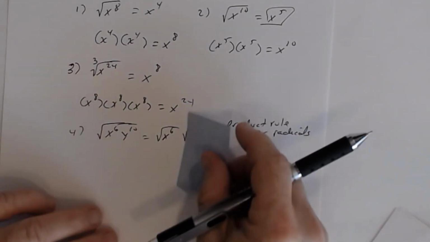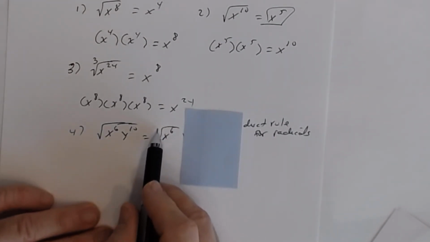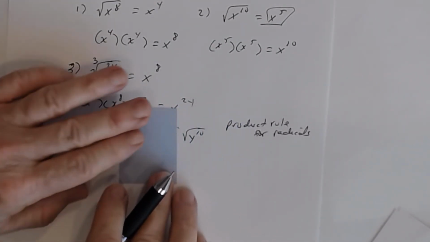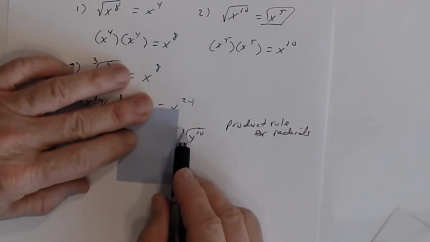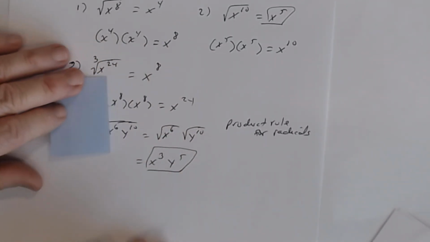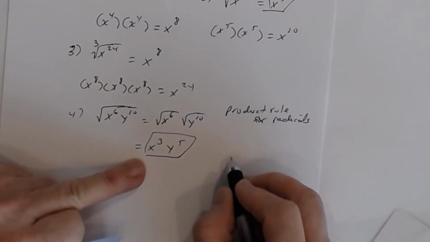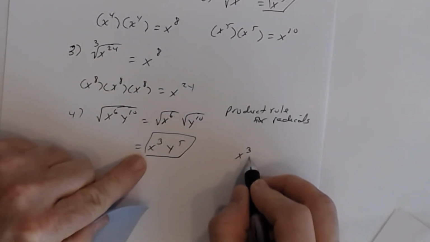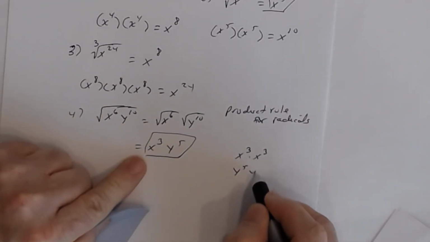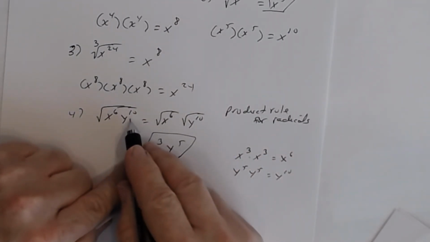Now, let's cover up this one. The square root of x to the 6th, 6 divided by 2 is 3. So that's x cubed, right? And then the square root of y to the 10th, 10 divided by 2 is 5. So that's y to the 5th. So there's your answer: x cubed, y to the 5th. It makes sense because x cubed times x cubed is x to the 6th, and y to the 5th times y to the 5th is y to the 10th, which is what we had here.